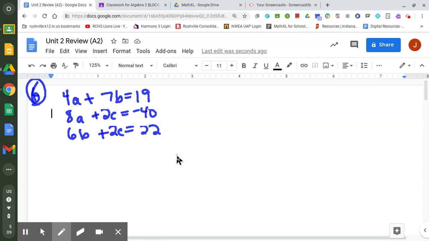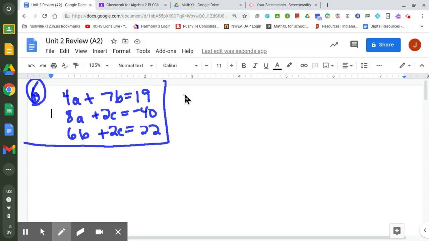Number 6 is also solving a system with 3 equations, but as you can see, this one only has A, B, this one has A, C, and this one has B, C. So it is solved a little differently from number 5 that we just did.